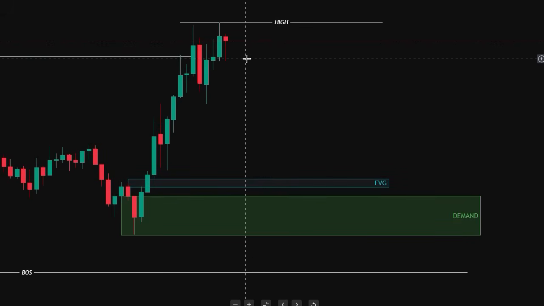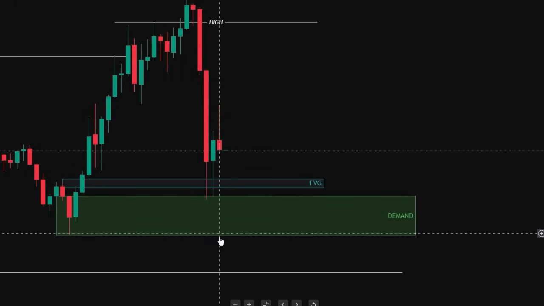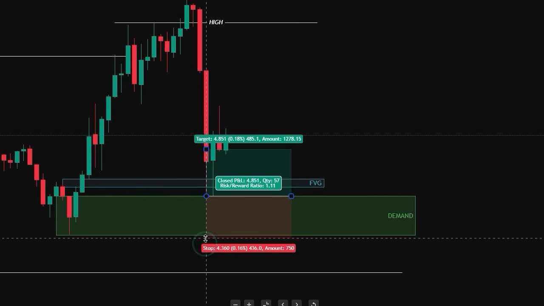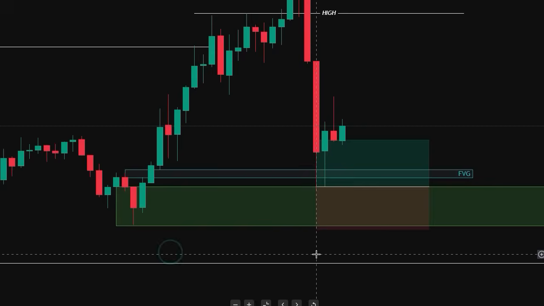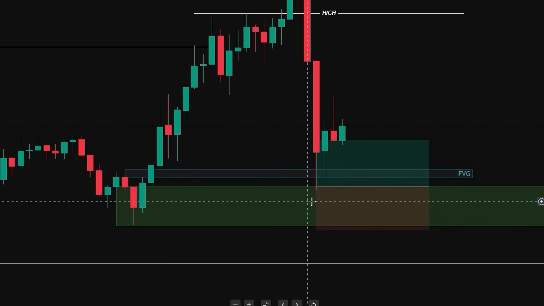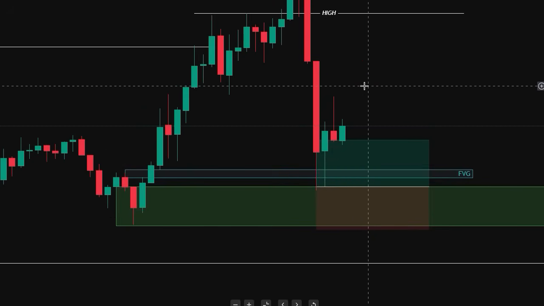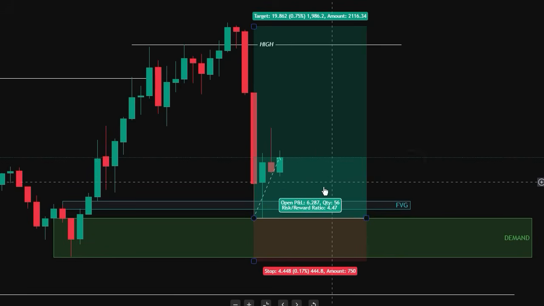Now we wait for the market to calm down and see where it comes. You can see the market has come successfully to this area, and this is our entry zone. The SL should be down here. The important thing is that the FVG has been directly crossed, and it has tapped the last candle, which is our demand zone. Then we can target at least the recent high, which gives us 1:2, around 4.4:1.